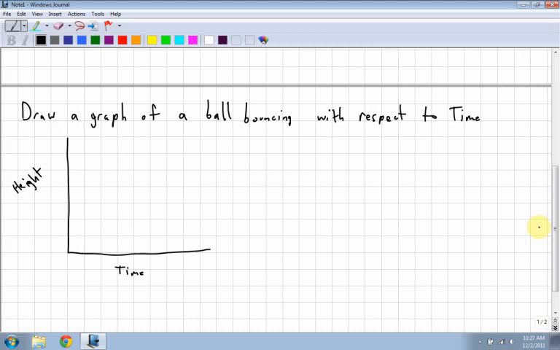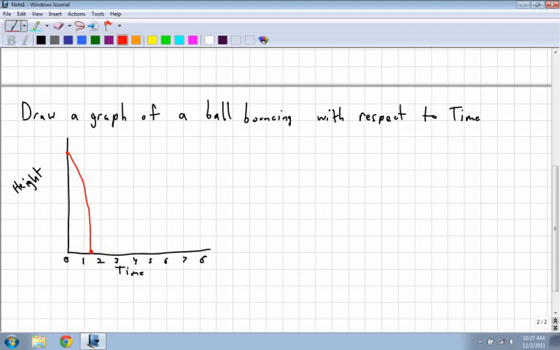Next, another question you might have from this section, this is the last example, is it might say something like, draw a graph of a ball bouncing with respect to time. So here I have height and time. And I need to think, okay, if I'm dropping a ball from a certain height, as time goes further, it's not just going to go straight down, right? It's going to have some curve because I have to show that as time goes from 0 to 1, 2, 3, 4, 5, my ball is also moving.